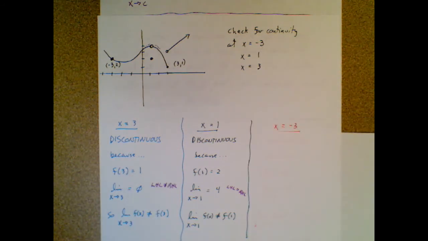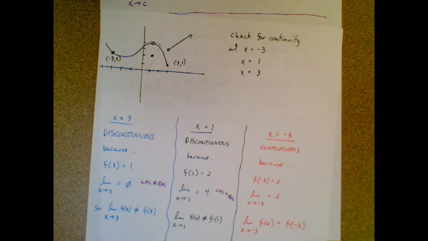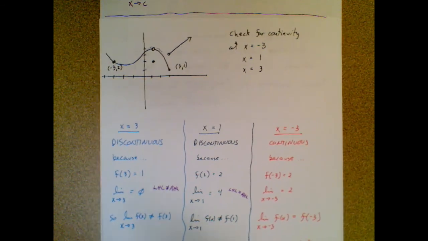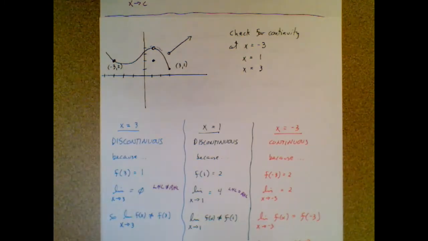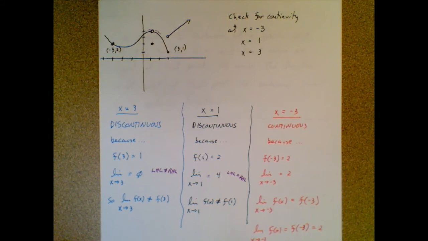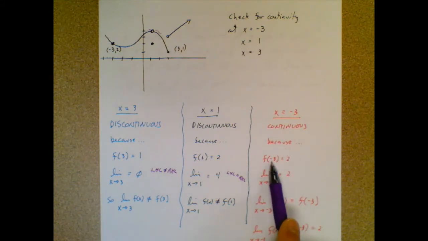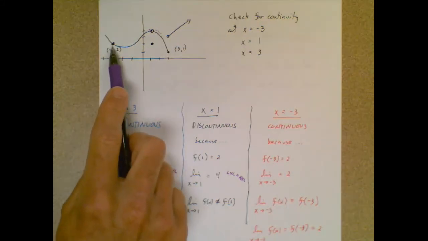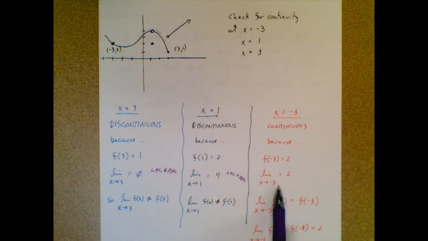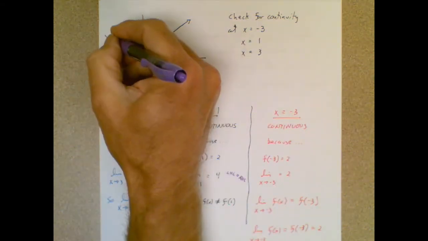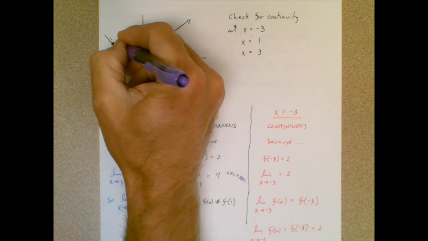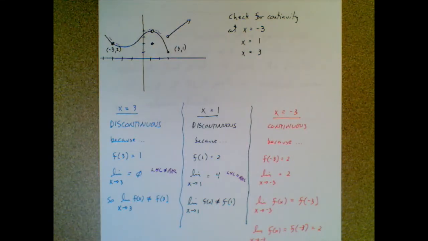All right, let's finally look at x equals -3, and you know that that is a continuous spot because that's what your eyeballs tell you. But let's see what the math tells you. If I look at the function value, the function's value is 2. As I approach from the left and the right, my y values are closing in on a value of 2. So my limit and my function value are equal, thus it's continuous.